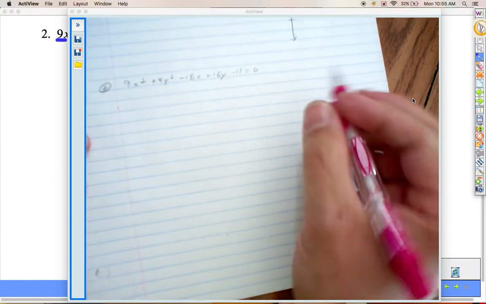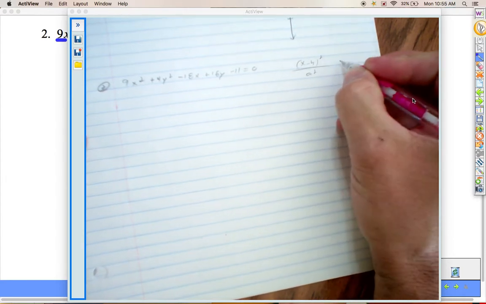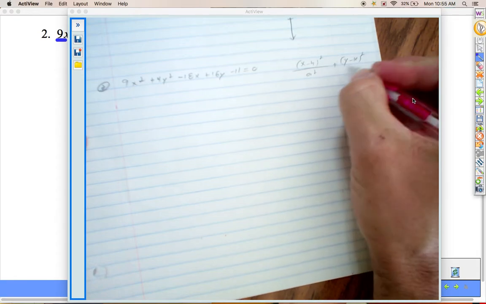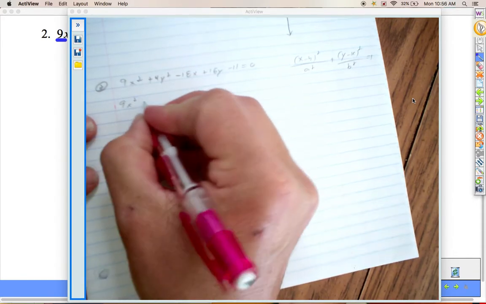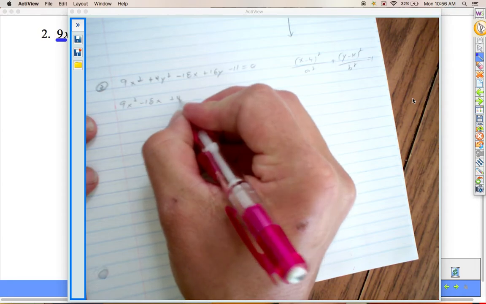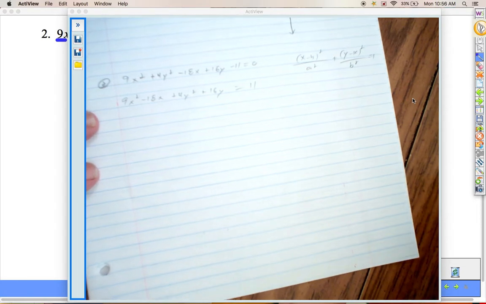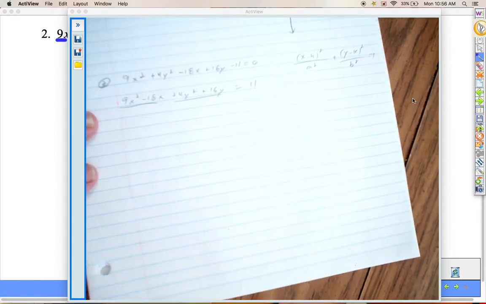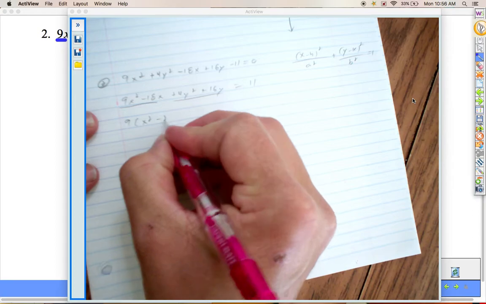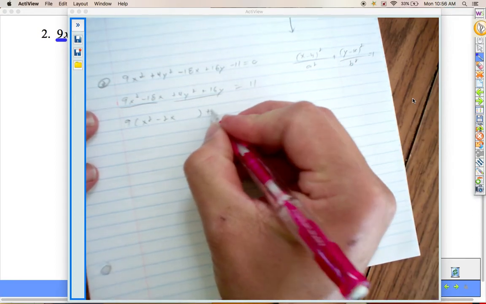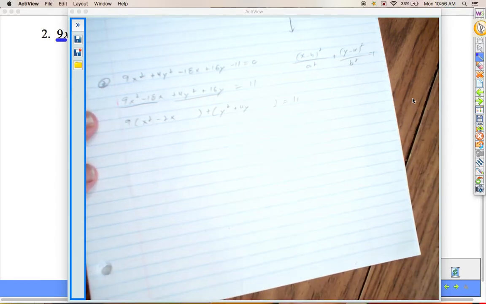So what we're going to do, to put it in the form (x minus h) quantity squared over a squared plus (y minus k) quantity squared over b squared equals 1, I'm going to group my x's and y's. So I'm going to go 9x squared minus 18x plus 4y squared plus 16y, and I'm going to move the number to the other side. Alright, I'm going to need to complete the square twice. Once for my x's, once for my y's. But to complete the square, I have to take out a 9. I'm going to leave a space. The second for my y's, I'm going to take out a 4. Leave a space and have it equal to 11. Nope, didn't write the 4.